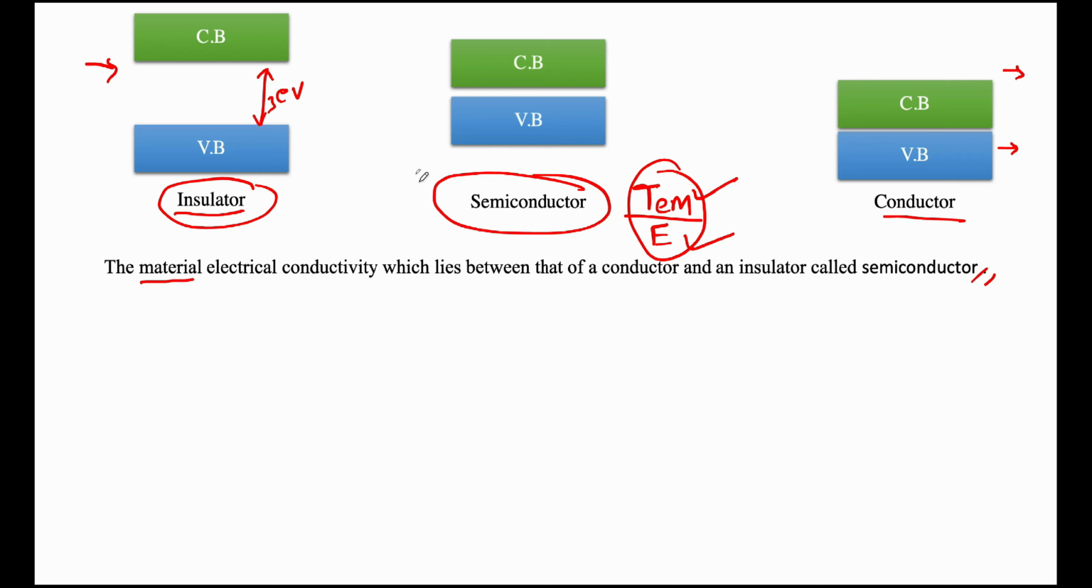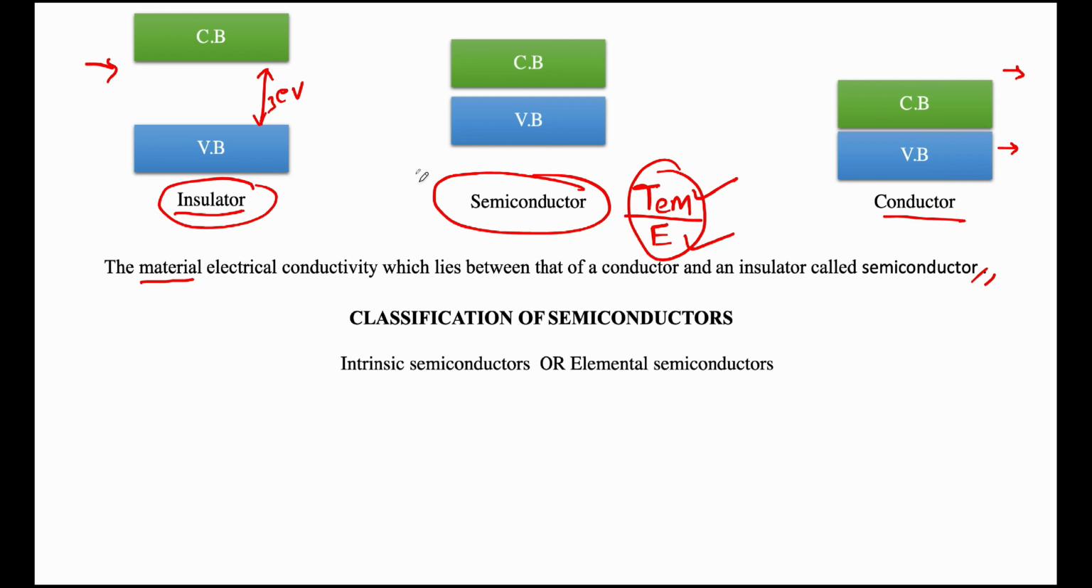After knowing the semiconductor definition, let us see the types of semiconductor. There are two types of semiconductors. First one is intrinsic semiconductor or elemental semiconductor. Second one is extrinsic semiconductor or compound semiconductor. So let us see them one by one.